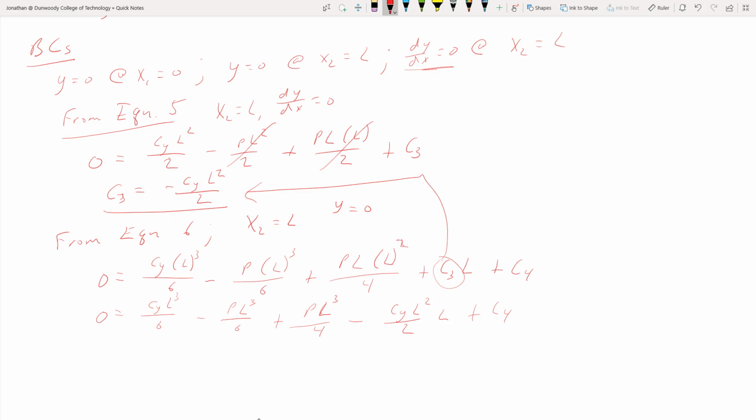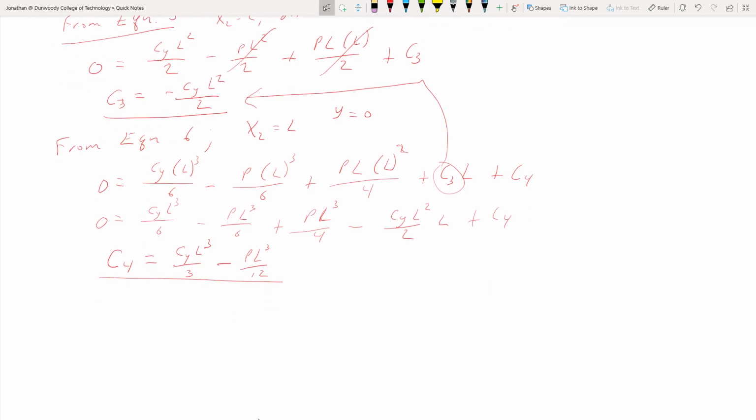So as we arrange these guys, we get negative 2/12 positive 1/12, right? CyL cubed over 6, CyL cubed over 2. So we solve that, we find that C4 is CyL cubed over 3 minus PL cubed over 12. Right, so we had that 1/12 here. It's on the same side as that, so it becomes negative. So I simplify that fraction, I get CyL cubed over 3. And so there we are. That's our second equation.